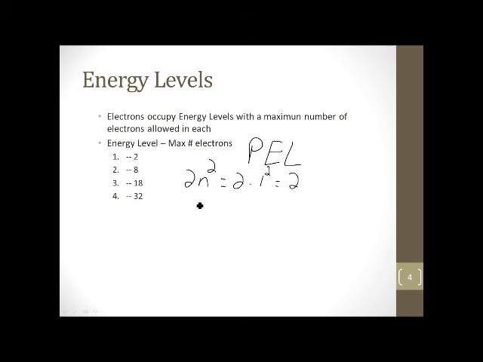For the second energy level, 2 times 2 squared. 2 squared is 4, times 2 is 8. 2 times 3 squared. 3 squared is 9, times 2 is 18, etc., etc., etc. That's how these work out.